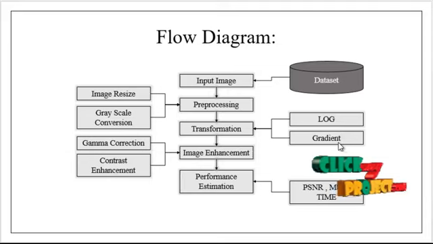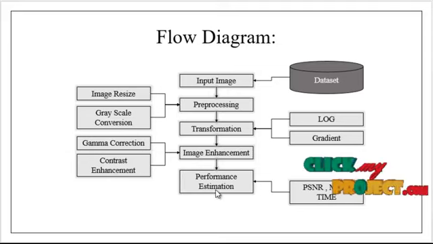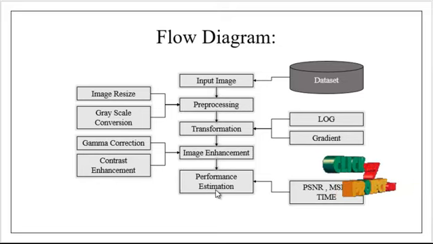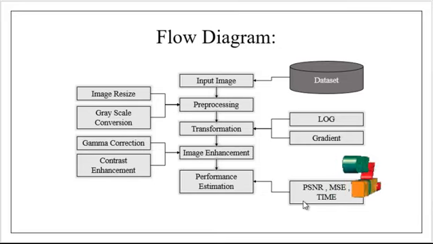After the log and gradient conversions, we do the image enhancement in two steps: one is the gamma correction and the other is the contrast enhancement. Based on these two steps, the quality of the image is improved, and the image and pixels are regained separately. After this image enhancement, the performance estimation is carried out. In this performance estimation, we have three measures: PSNR, MSE, and time.